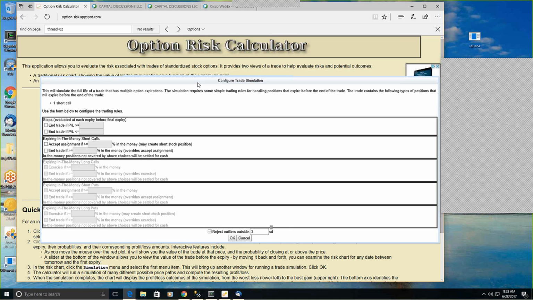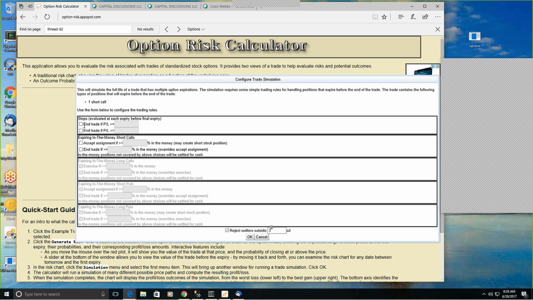And you have the ability to specify those options here. We may put in a stop and say we're going to end the trade if the profit loss is above a certain point or below a certain point. If the short call expires in the money, will we accept assignment or will we end the trade? And finally, if you don't set any of these, the assumption is that you're just going to settle the short position for cash and then continue on to the second strike. I'm not going to check any of these boxes, so we will go with that assumption.